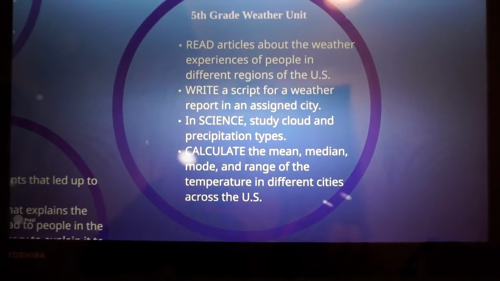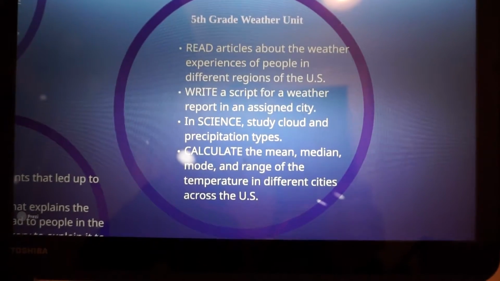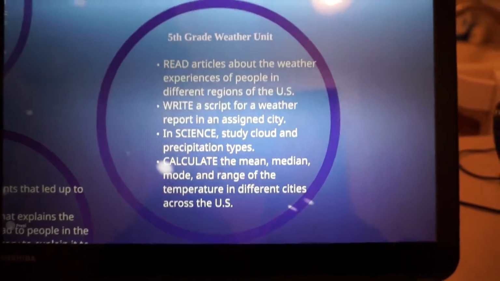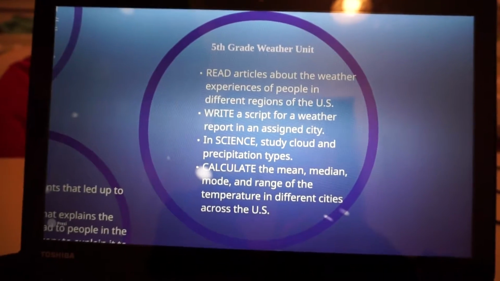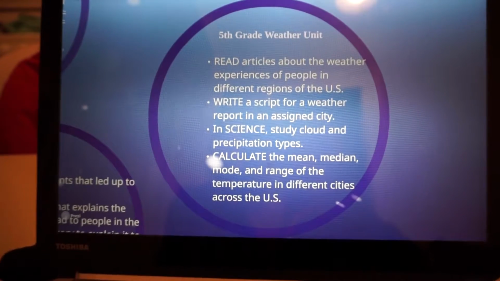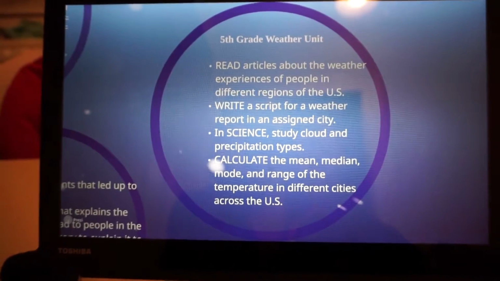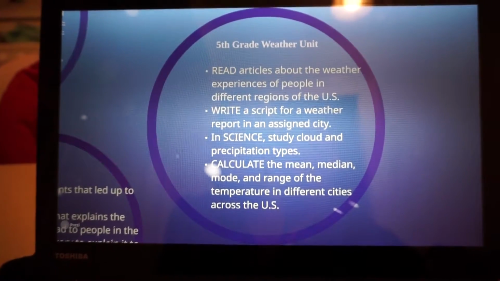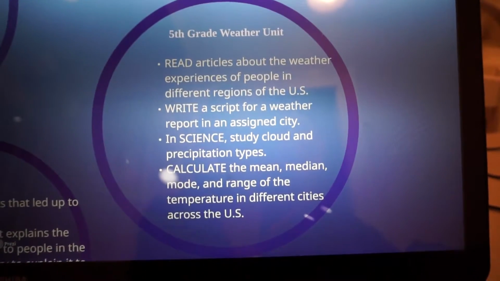Here's a specific example for a 5th grade weather unit. So students would be able to read articles about the weather, and they might be able to find examples of weather articles from people who are going through it in different regions of the U.S.